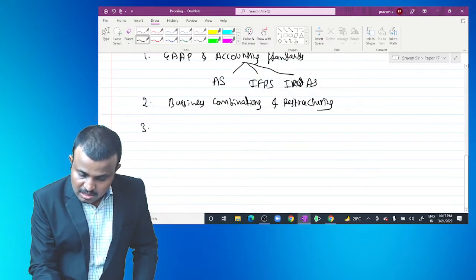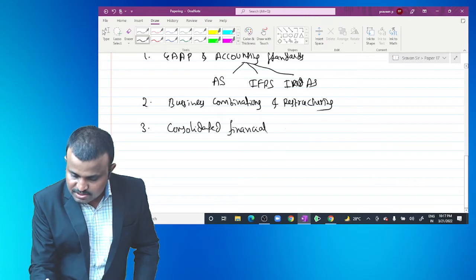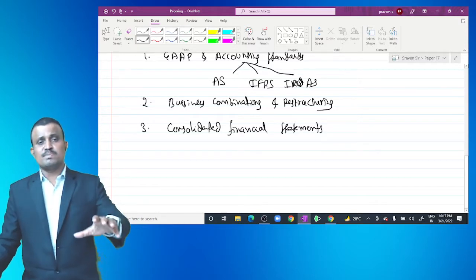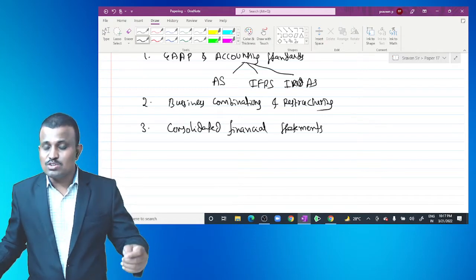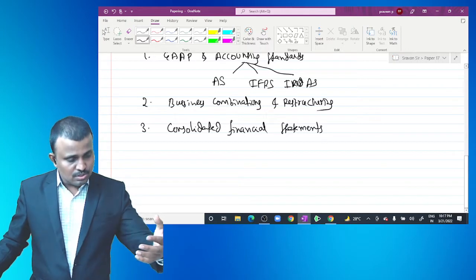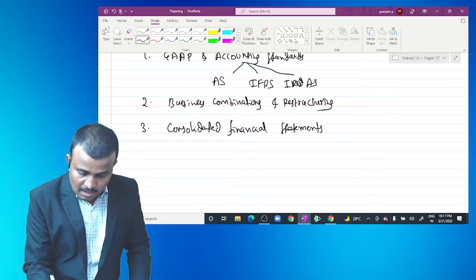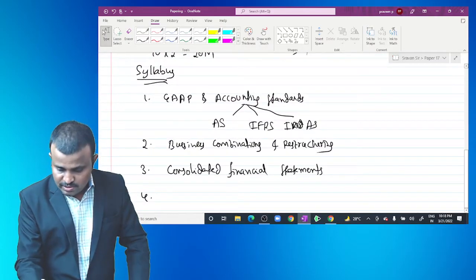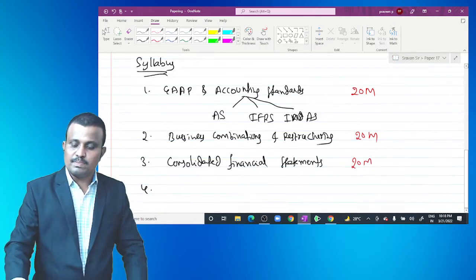And the third one is consolidated financial statements. In this topic, we discuss how to prepare the consolidated statement of financial position and consolidated statement of P&L, and what the procedures are for preparation of the consolidation. The first part covers 20 marks, the second part covers 20 marks, and the third part covers 20 marks.